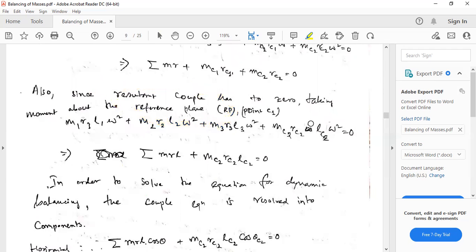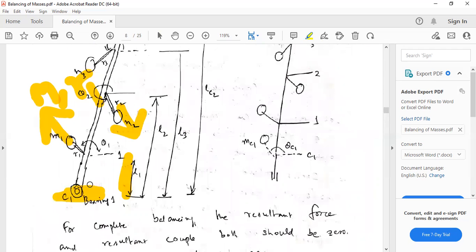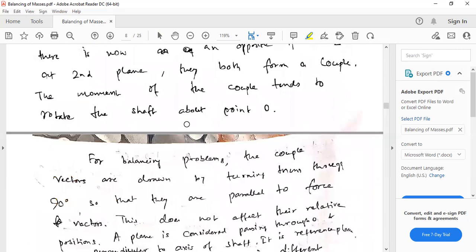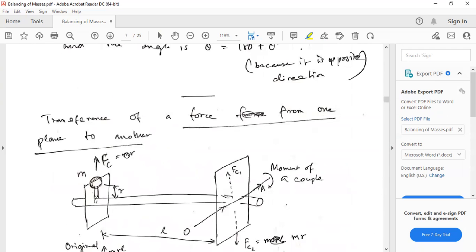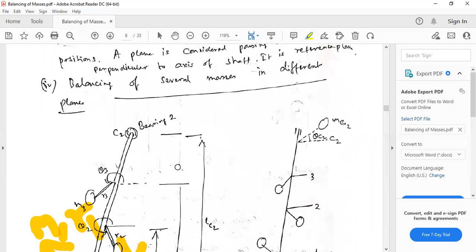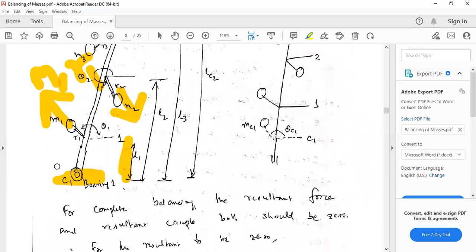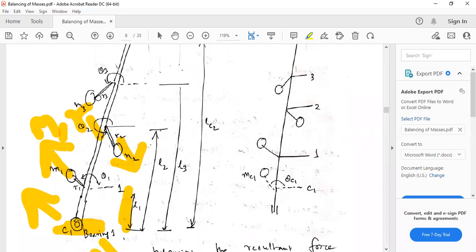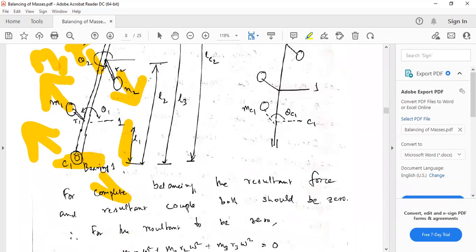So the couple caused by each bearing: this one is causing a couple, so we have to take an equal and opposite directional force here. Actually, what we did is we have transferred this force to this point, and this force to this point, everything at a single point.